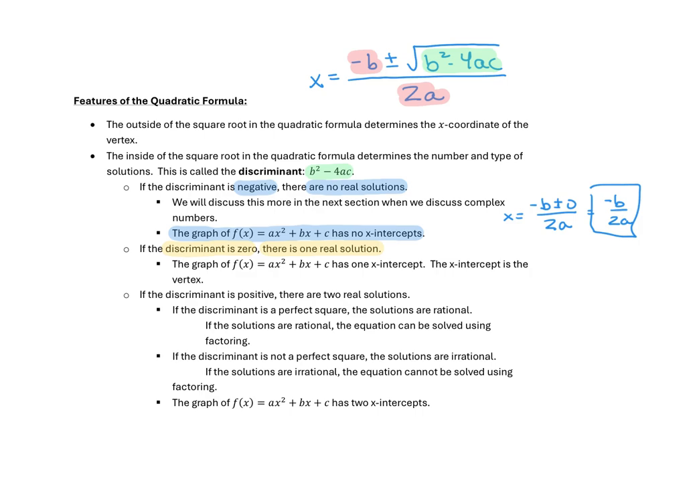Graphically, what this means is we have one x-intercept. And this x-intercept is the vertex of our graph. And so visually what we're looking at here is something like this. We have one point of intersection on the x-axis, and it's also the vertex.